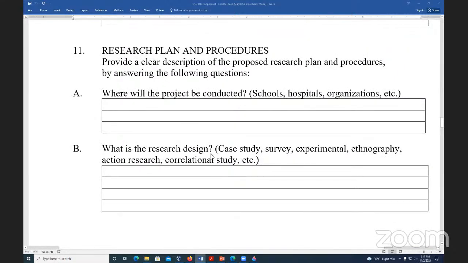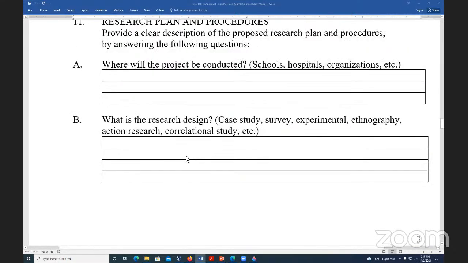What is the research design? No, this is a harder question. This is an easy question. What's the research design? This is now a matter of: is it a longitudinal or cross-sectional study? And if it is, what type of longitudinal or cross-sectional study is it?